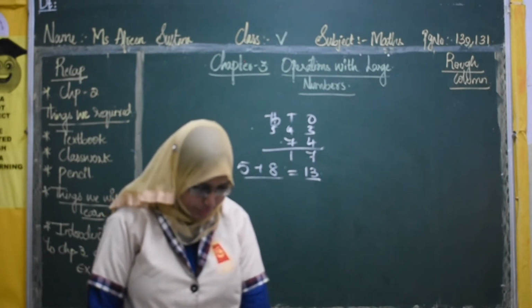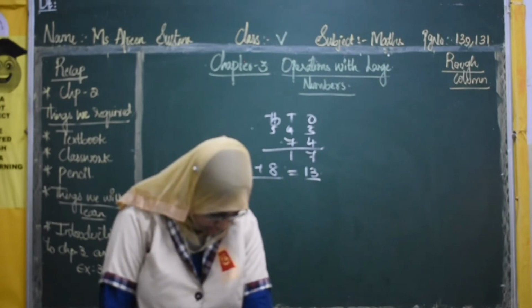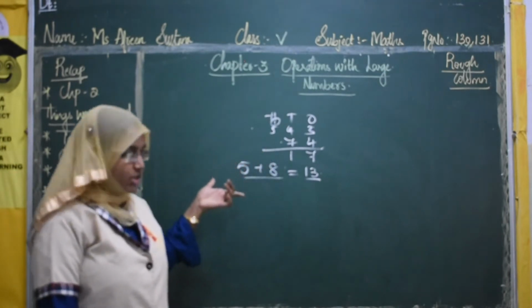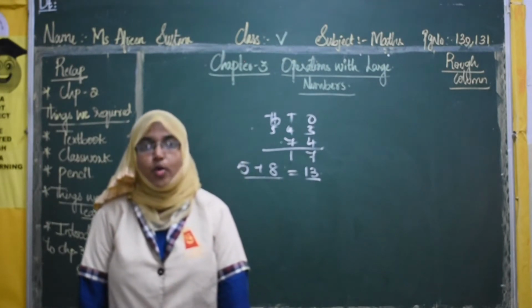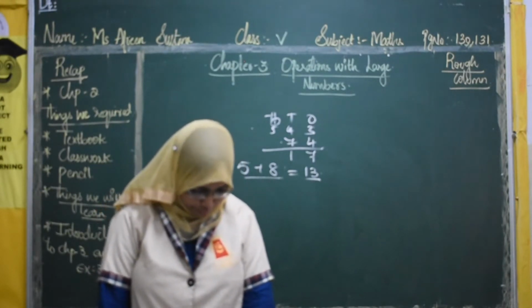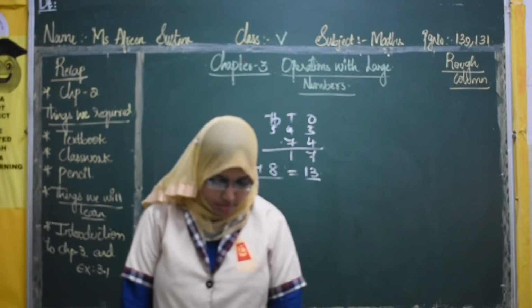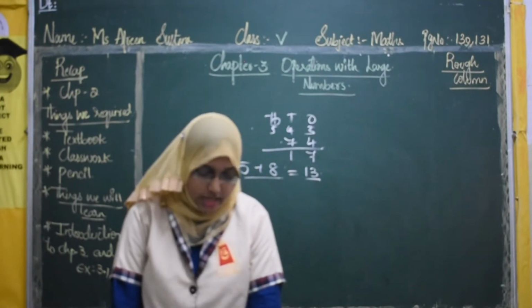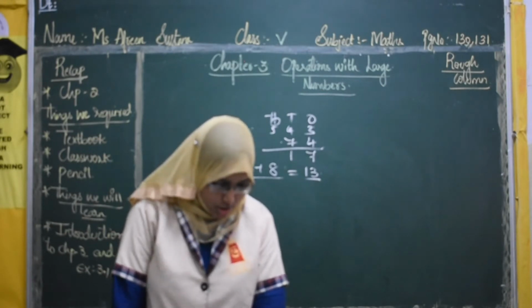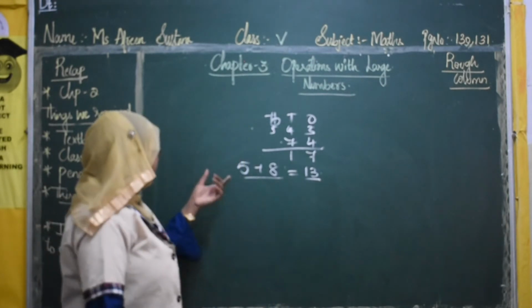Next, properties of addition. I hope how to do addition is very clear. Now let us move to the properties of addition, page number 132. We can add numbers in any order. If we change the order of addends, the sum does not change. So what they are saying is, we can add the numbers in any order.